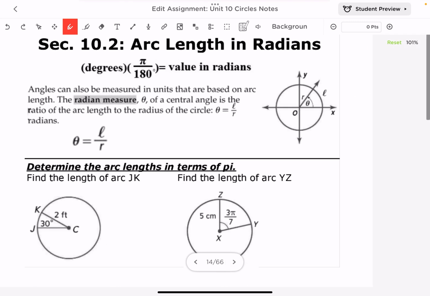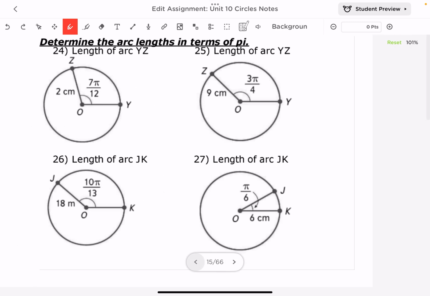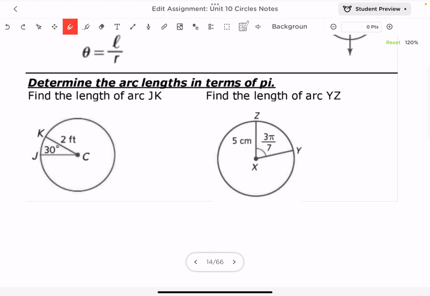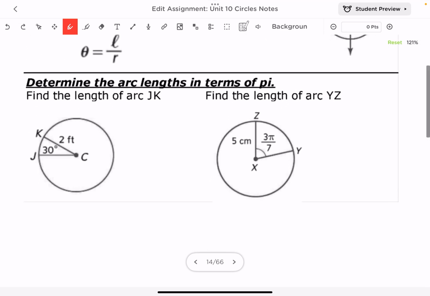All right, the last thing that we're doing, I'm sorry, I know this has been a lot. We talked about what a radian is, kind of, and how to convert, but this is actually us getting arc length. But instead of getting it in degrees, we're going to get it in radians, okay? So I'm going to show you both. I'm going to show you what we have already done.